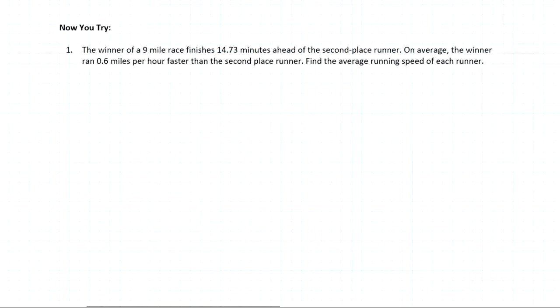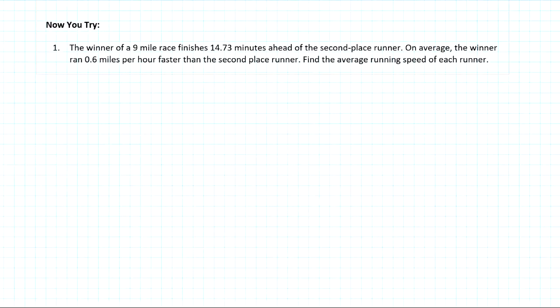The winner of a 9-mile race finishes 14.73 minutes ahead of the second place runner. On average, the winner ran 0.6 miles per hour faster than the second place runner. Find the average running speed of each runner. Okay, I'm going to ignore everything except for the last sentence for a second. Find the average running speed of each runner. So we have two runners that we need to be paying attention to.